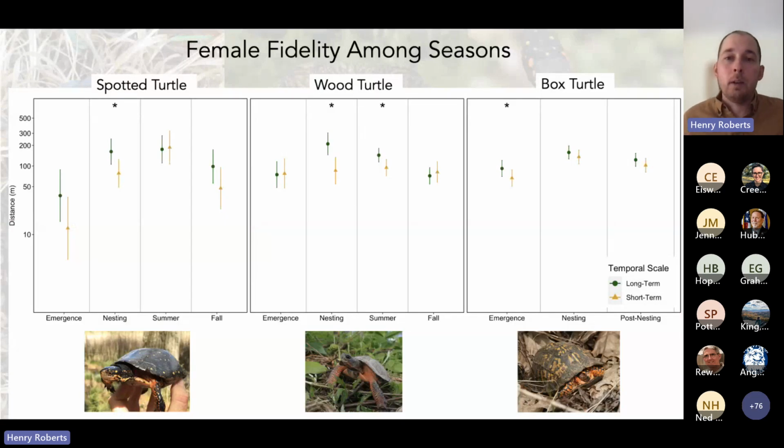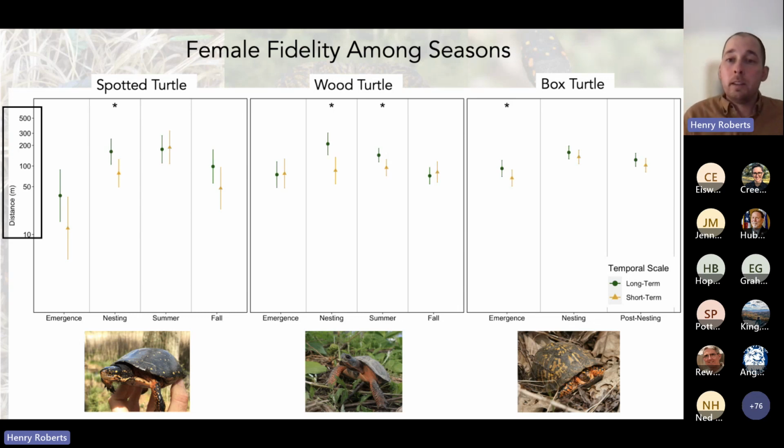Again, these plots are a lot. I want you to focus on the stars up there at the top. First, I want to emphasize this y-axis that we've shifted over to the distance metric. So the higher values indicate lower site fidelity, and it's also on a log scale, so distances actually get more and more scrunched together as we get further up on that y-axis. But coming back to these stars at the top, I want to emphasize just how few of these seasons for females show statistically significant differences. So this suggests that at the seasonal level, females show very high long-term fidelity. It's very little difference from short-term fidelity.